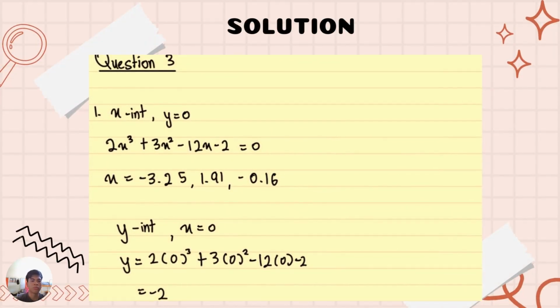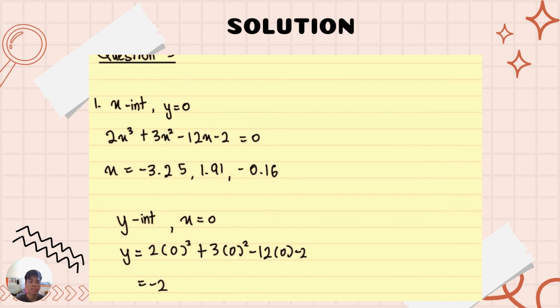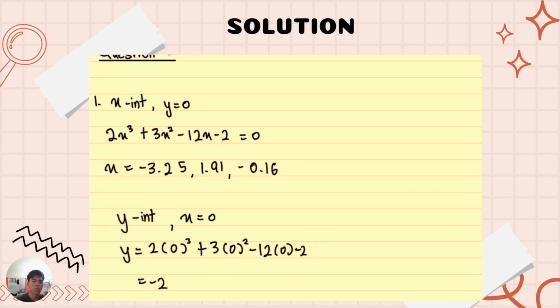Okay, we go to the first question. We must find x-intercept and y-intercept. For x-intercept, y will be 0, so we just need to substitute y with 0. We can get the values of x using the calculator. Here we have 3 values: negative 3.25, 1.91, and negative 0.16. For y-intercept, x will be 0, so we substitute x with 0. So we get negative 2.